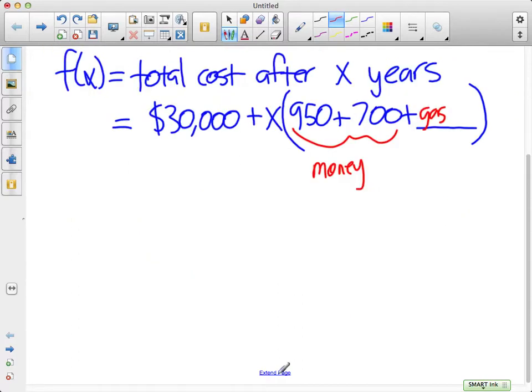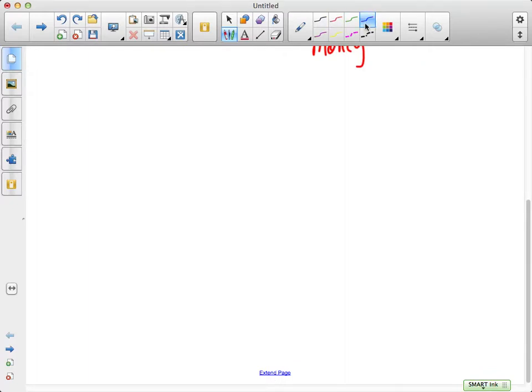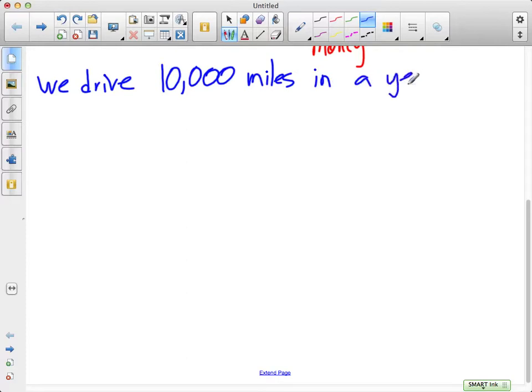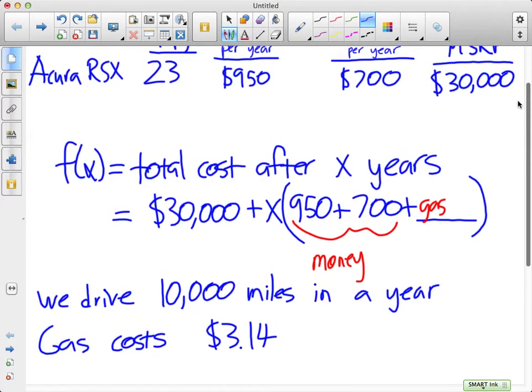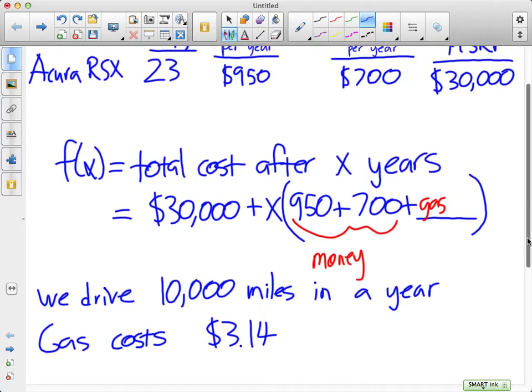So let's assume for a minute that we drive 10,000 miles a year, which is a pretty standard estimate. So we drive 10,000 miles in a year, and gas costs $3.14 a gallon. Well, then what we need to do is figure out how much it costs to drive a mile. So my car, we know, gets 23 miles for 1 gallon of gasoline.